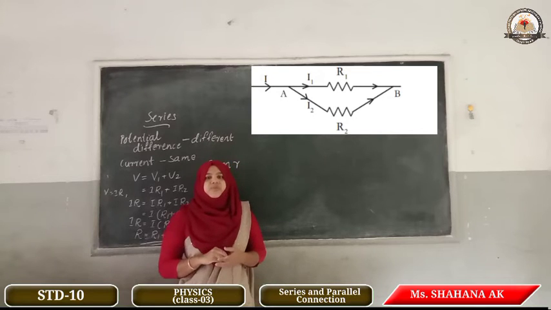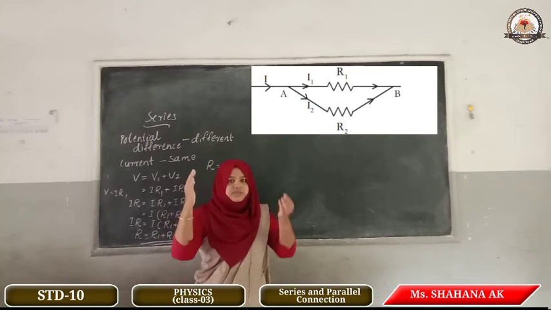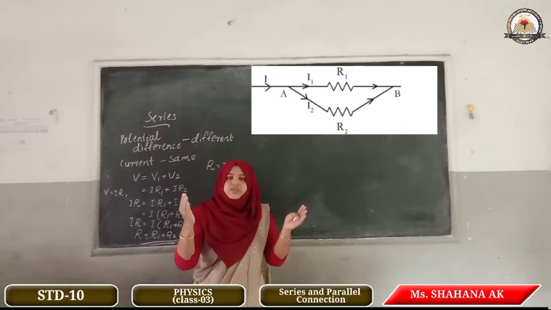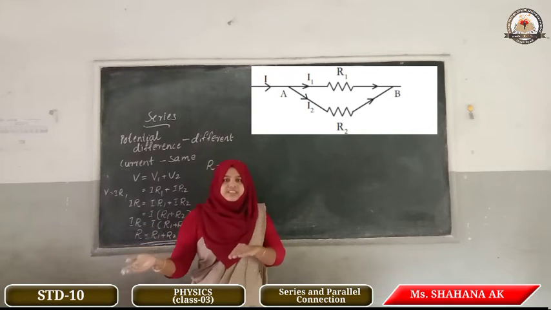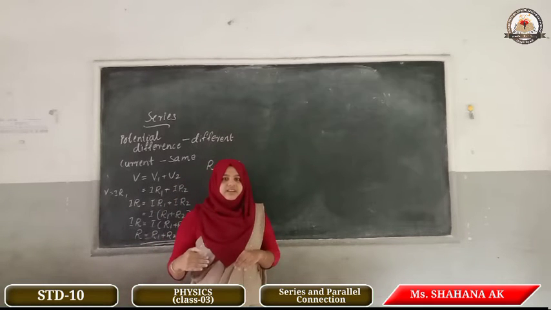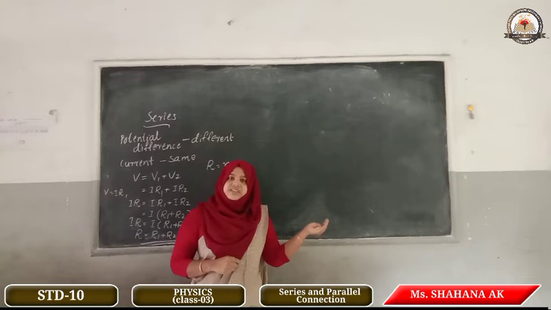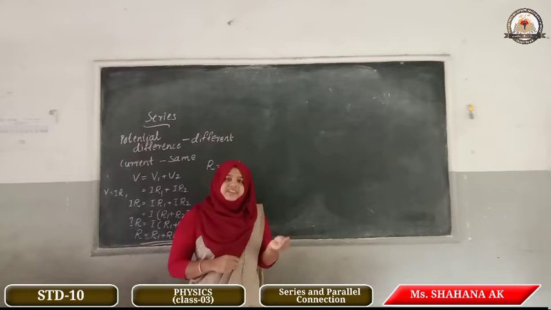Then in parallel combination of resistors, we are connecting every resistor between the same terminal points. So the value of potential difference remains same. Then the value of current gets divided. Here in parallel combination of resistors, potential difference remains same and current gets divided.